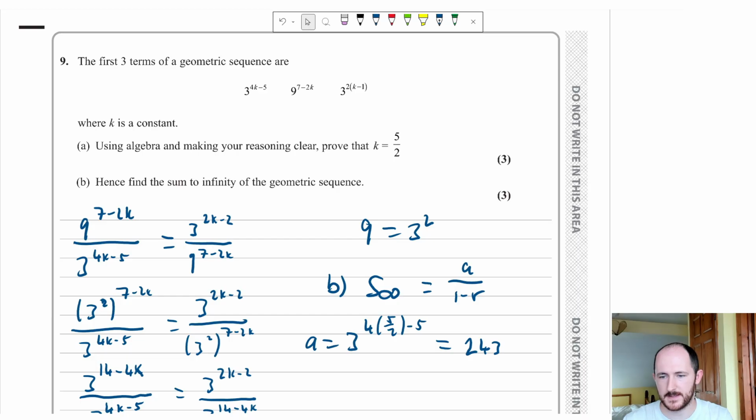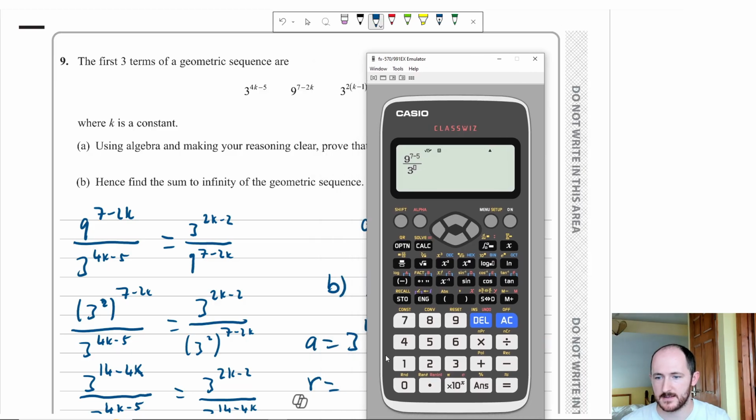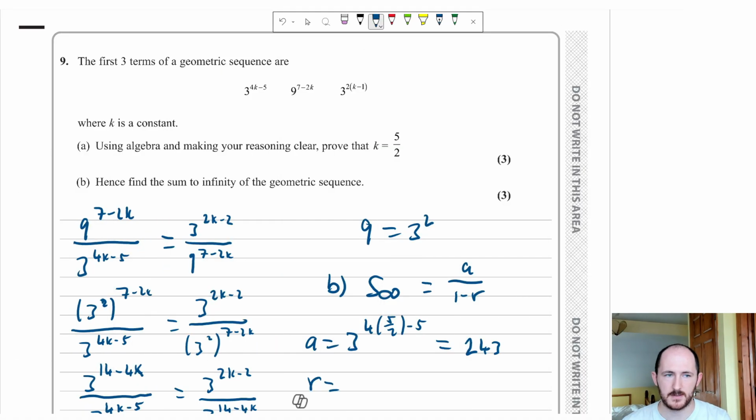Alright, let's be careful here. So I'm going to do it for the left-hand side, so that's 9 to the power of 7 minus 2k. But remember, k is 5 over 2, so that's minus 2 times 5 over 2, so minus 5. 3 to the power of 4k we discovered was 10, so it's 10 minus 5. A third. Oh, that's nice.